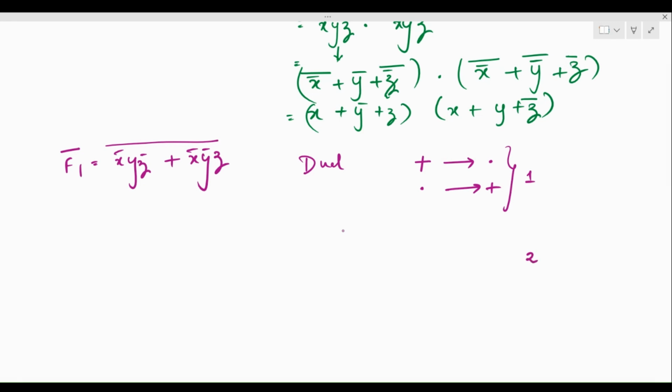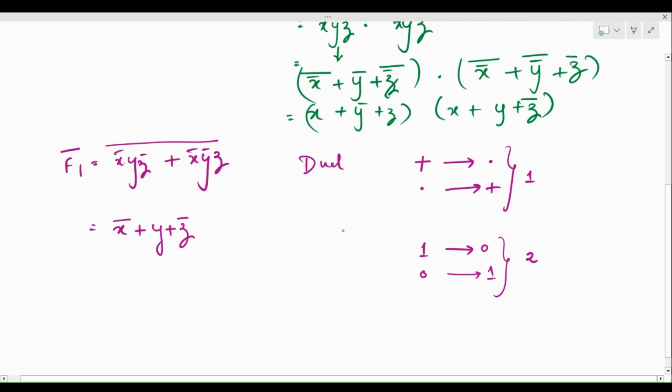The second thing is, if there is a 1 in the expression, it should be replaced by a 0. If there is a 0 in the expression, replace it with 1. These are the two things we need to do to find the dual for any particular Boolean expression. Let's apply this and find the dual for this expression. What we get here is x bar. These are all dots over here, logical ANDs, so all of them will become logical ORs: y plus z bar. And this logical OR operator will become a logical AND: x bar plus y bar plus z. So this is the first step.